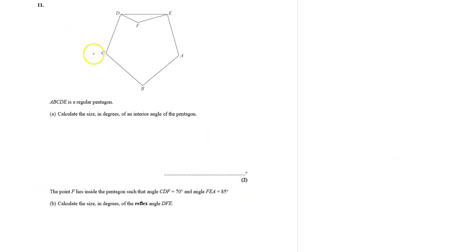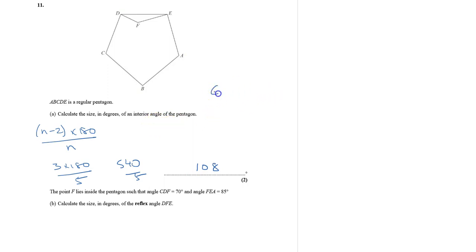So for question number 11, we have a regular pentagon. So it's asking us for the size in degrees of an interior angle. So one of these ones here. Now there are two ways you can do this. You can either use n minus 2 times 180 divided by n. So in this case that would be 3 times 180 divided by 5, which is 540 divided by 5, which is 108. Or you could use the exterior angle of a polygon.